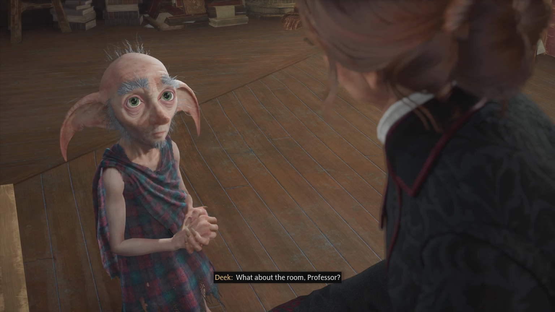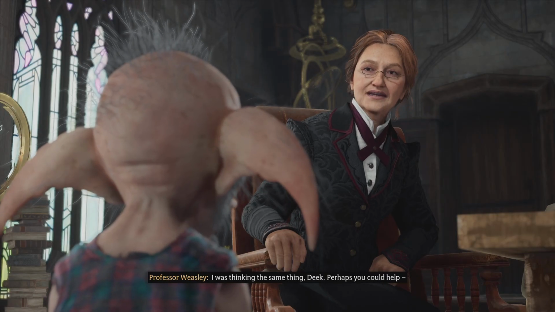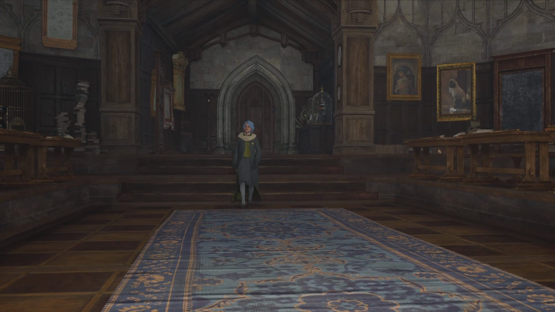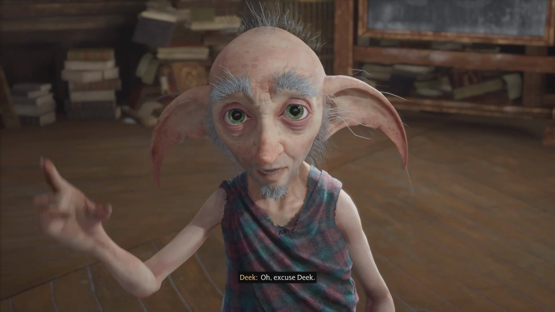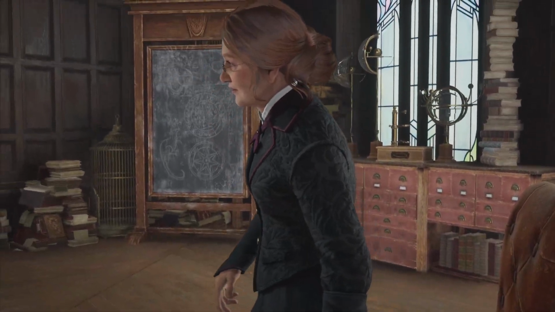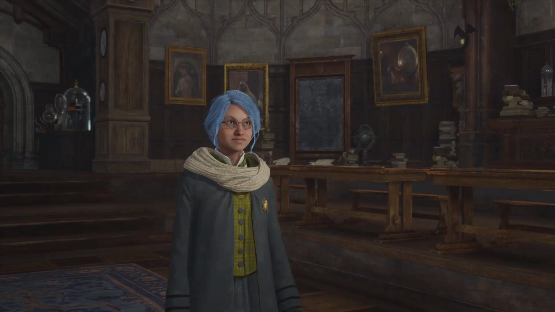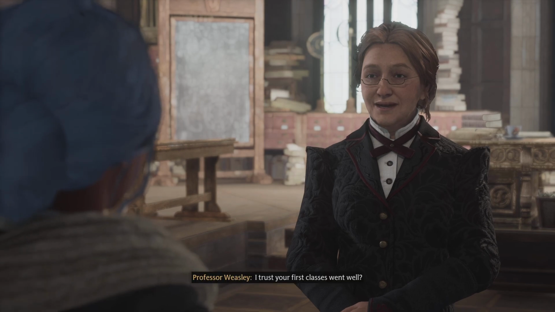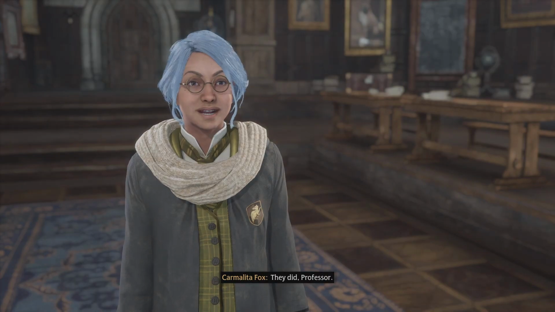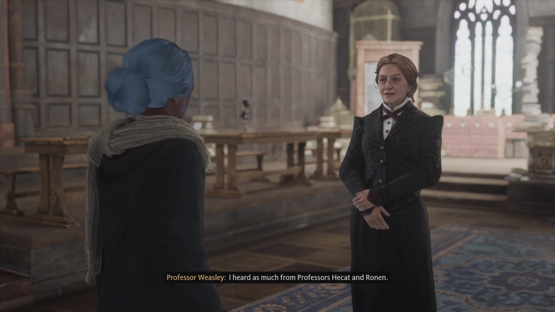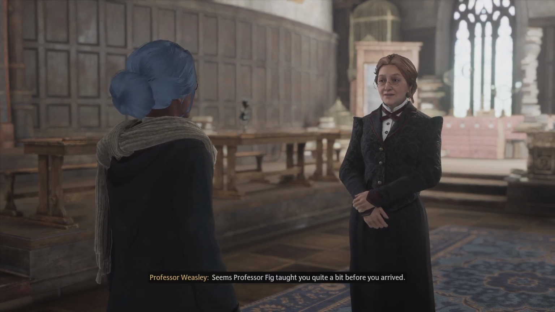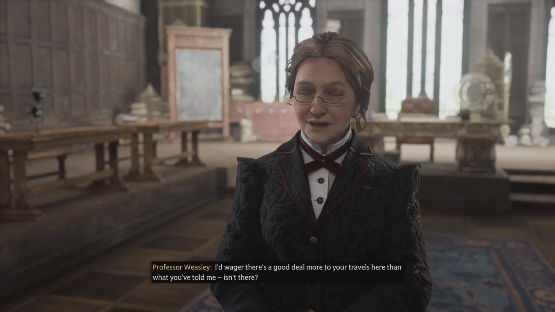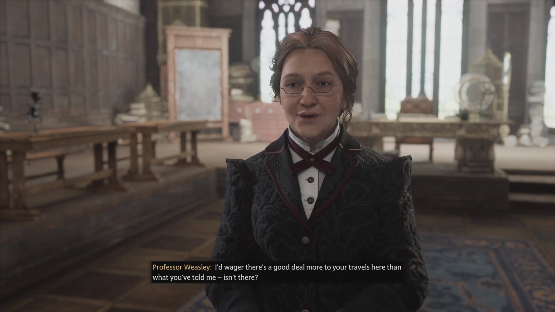What about the room, Professor? I was thinking the same thing, Deek. Perhaps you could help. Oh, excuse me, Deek. He's a free elf. Ah, there you are. He's not a slave. I trust your first classes went well? They did, Professor. I heard as much from Professors Hecat and Ronan. Seems Professor Fig taught you quite a bit before you arrived. I'd wager there's a good deal more to your travels here than what you've told me.